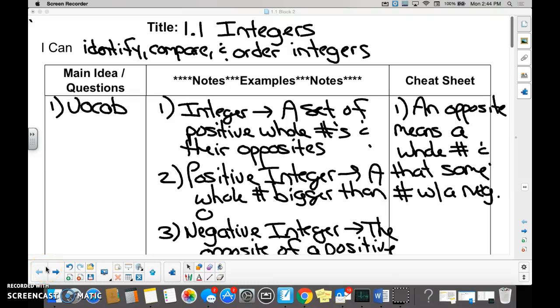I can identify and compare the order of integers. Thank you, Savitar. I can identify, compare, and order integers. All right, so Savitar introduced the lesson to us. We just did these notes.